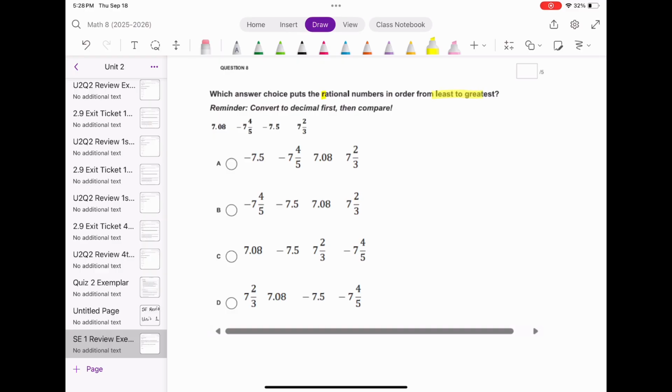So for number 8, it says, which answer choice puts the rational numbers in order from least to greatest? So reminder, if you want to do this in your notebook, make sure that you make a table and convert all these numbers to decimal form. You can go do it on your own and then come back to the video.